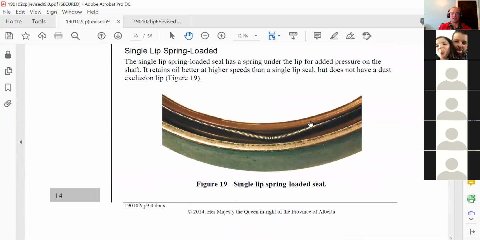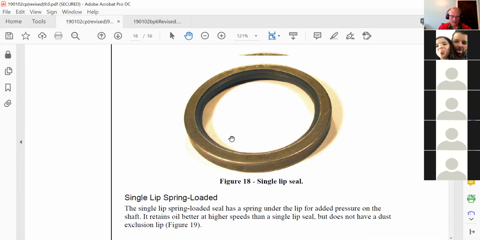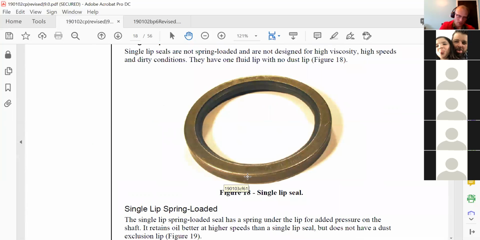So this one they call a single lip seal. This particular picture here, does anyone know where they might have seen something like this? S-cams. Yes, this is an S-cam seal. Now this one most likely doesn't have a spring. If you looked at a cross section of it, you'd have the metal casing here like this, and then there'll be the rubber lip that would come down like that.